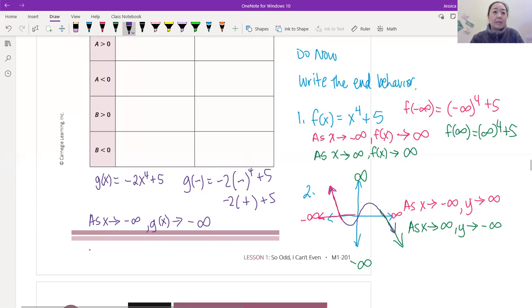Okay. And then let's try this again. So as x approaches positive infinity, what is g of x going to do? So what if this is a big positive number? So I'm going to write this down here.